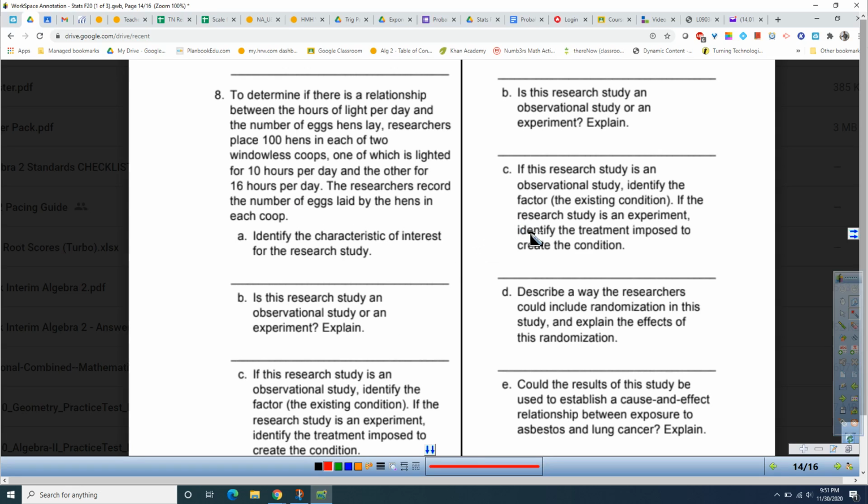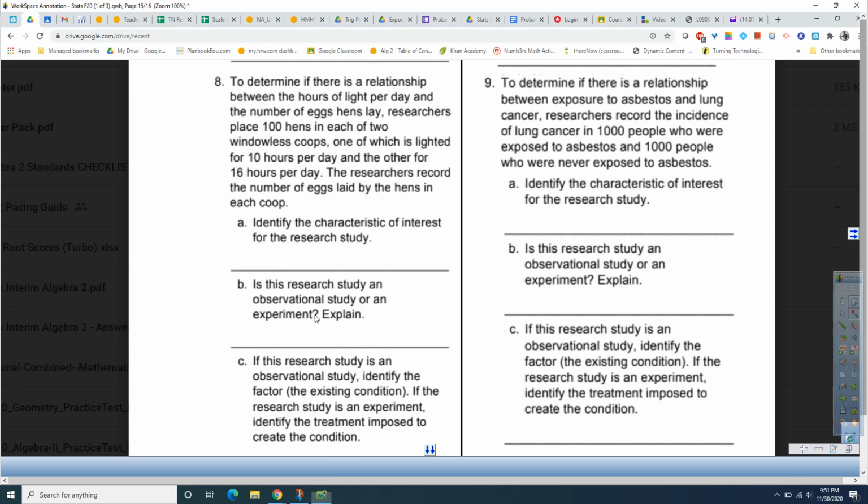All right, here's another couple of questions. Look at those, and 8 and 9 on the next page is just A, B, and C. I would do just A, B, and C on those.